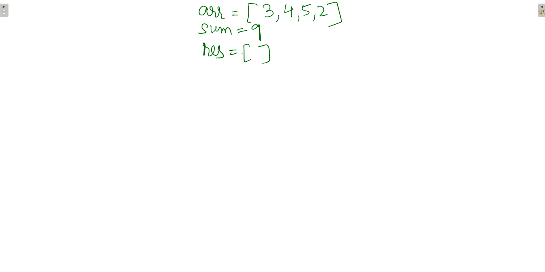So here I'll take an array which has 3, 4, 5 and 2. There are 4 digits in my array, and here the sum is equal to 9. And with this I'll take an empty array where I'll fill up all the results which make the sum 9.